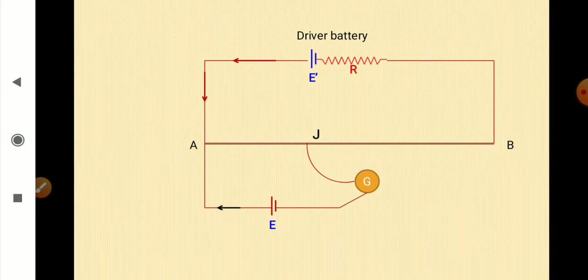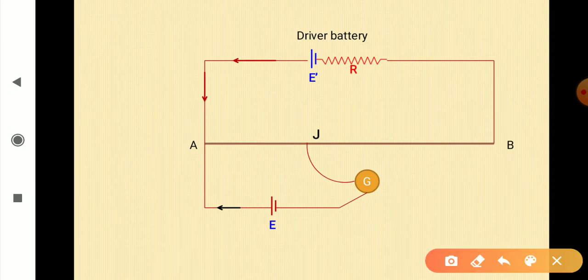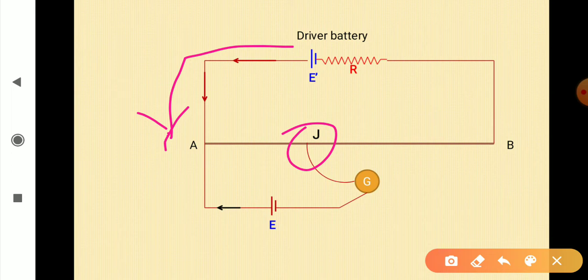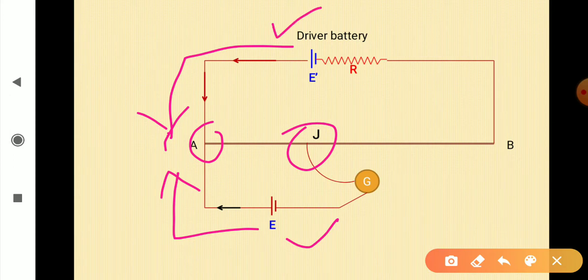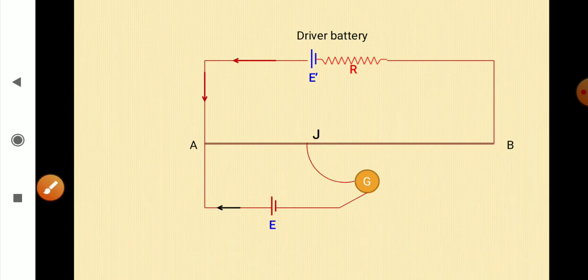So let us see what happens. Now, as soon as this end is connected to this resistance wire AB, the circuit is completed, and current starts from this driver battery here, and current starts from the cell also. See, at this point A, you can see opposite currents. The cell E and E dash are sending currents in opposite directions. So let's see what we get now.